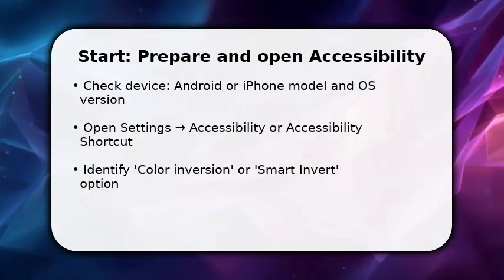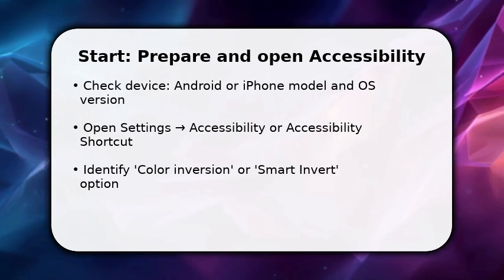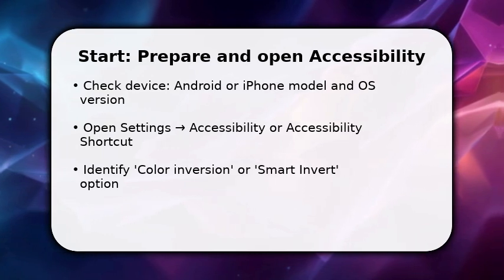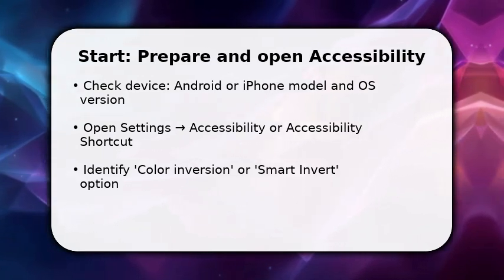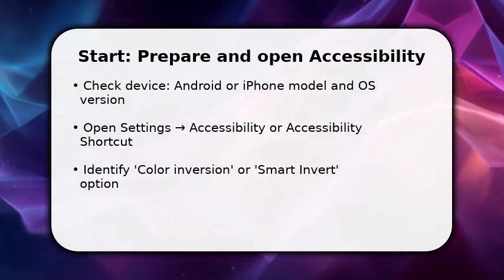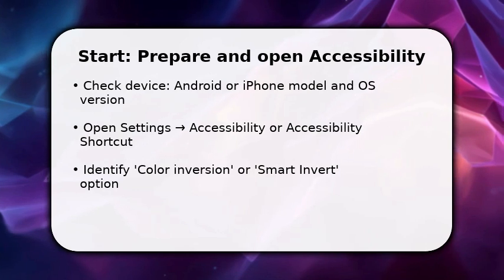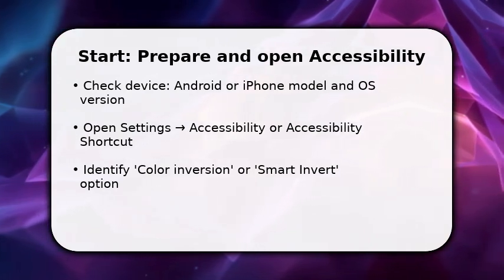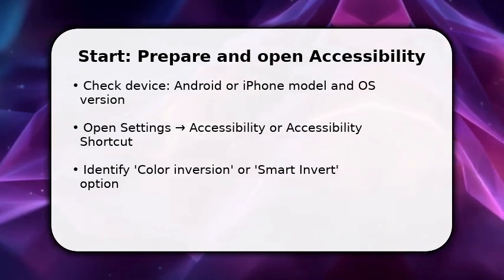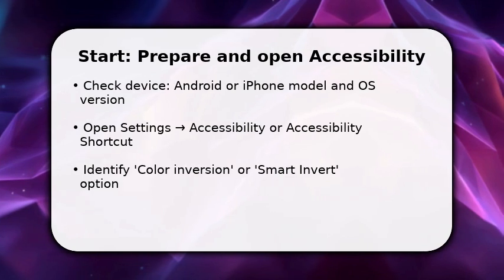You begin by confirming your device and OS so you grab the right menu quickly. Open Settings, then Accessibility. On Android, look for Display or Visibility Enhancements. On iPhone, open Accessibility, right arrow Display and Text Size. Once there, locate Color Inversion on Android or Smart Invert on iPhone. Tap the option to reveal the toggle and immediate preview.